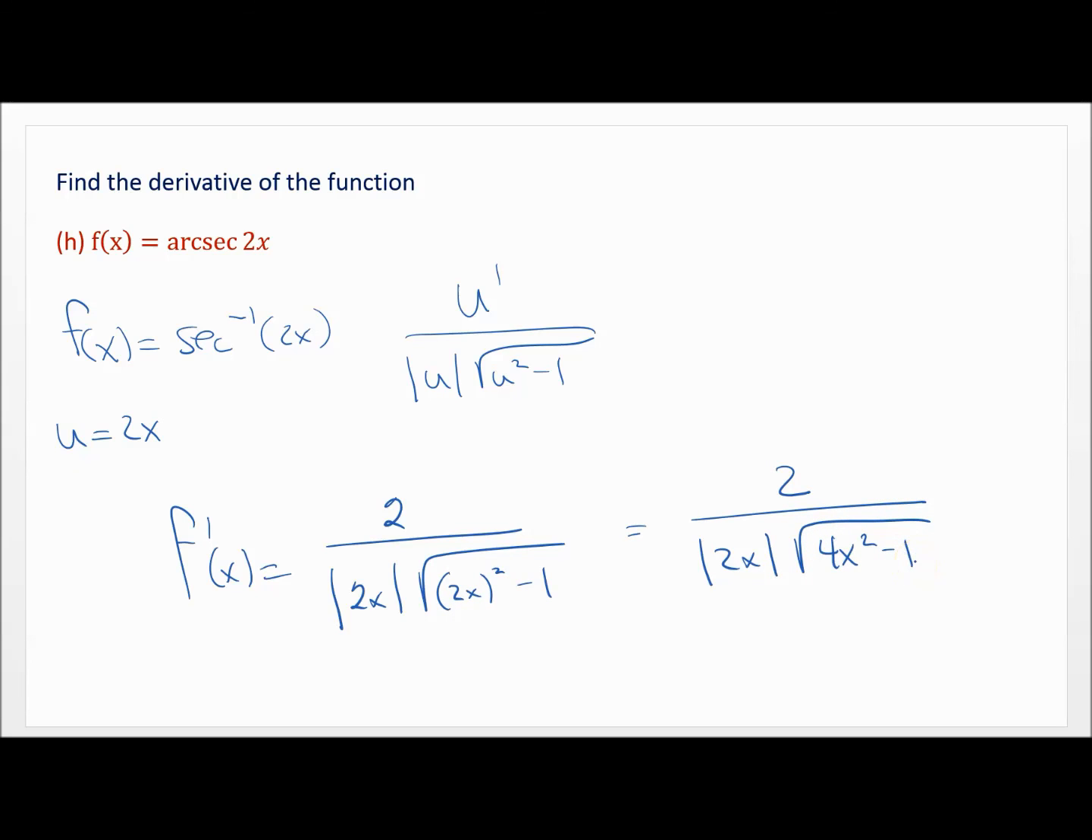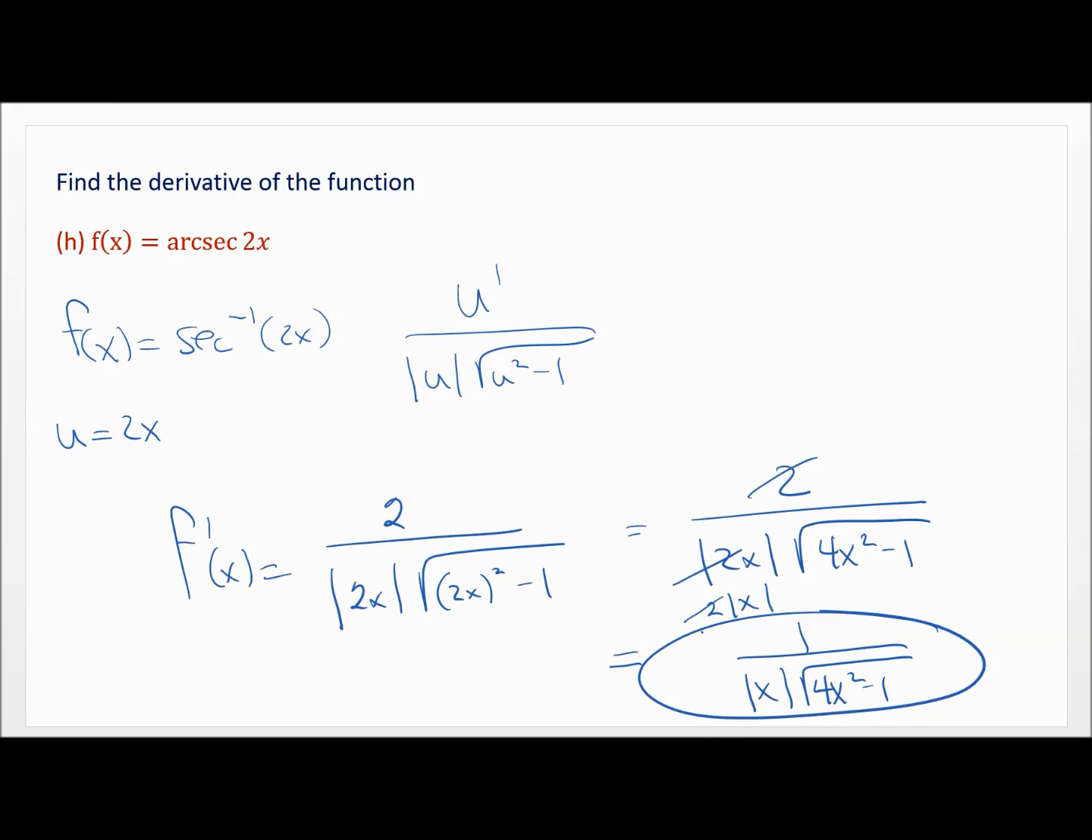And here's what I notice. Look, this 2 and this 2 will cancel. Can I do that? Absolutely, because 2 is positive, so I could rewrite this as 2 times the absolute value of x, and see it cancels. So I have 1 over the absolute value of x, it can't come out, over the square root of 4x squared minus 1, and there is your derivative. Not bad, right? Especially if you have the formulas in front of you. And if you have to memorize them, just do enough problems, it'll stick.